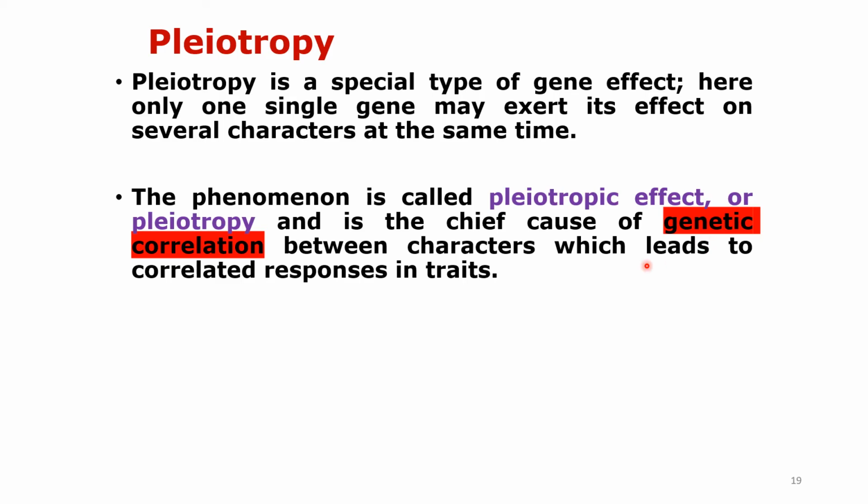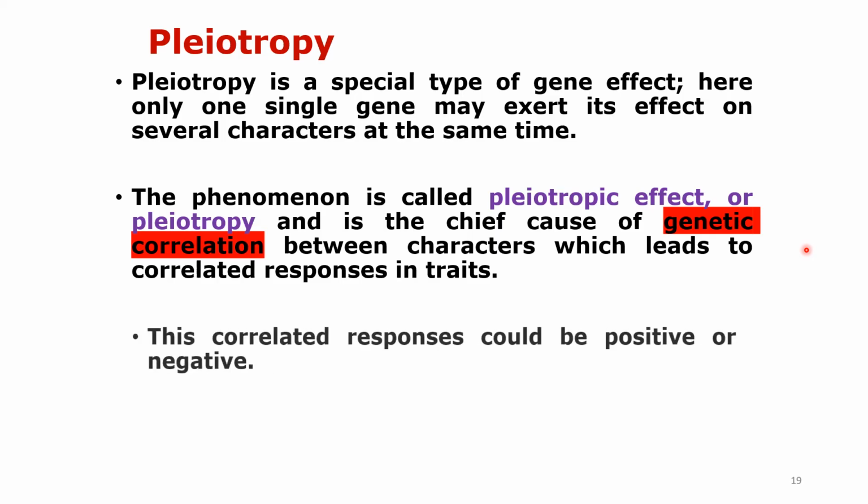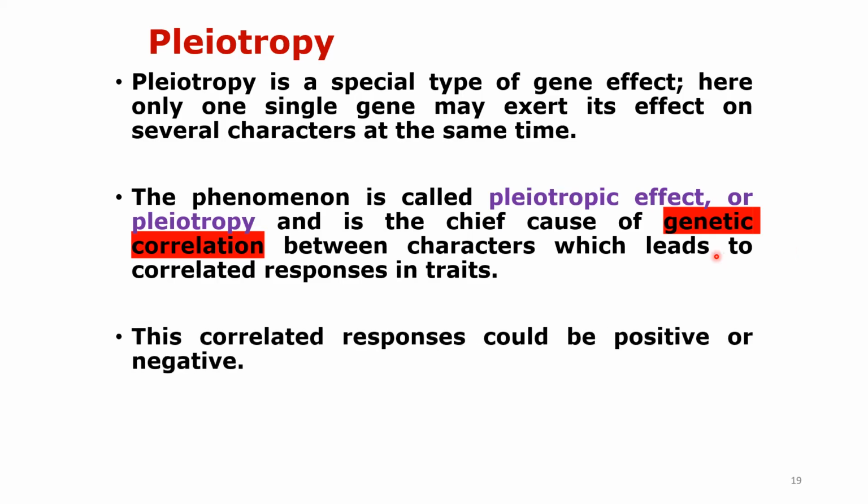And this phenomenon is known as pleiotropic effect or pleiotropy, and this is the chief cause of what is known as genetic correlation between characters. And where there is genetic correlation, it leads to what is known as correlated responses in traits. So genetic correlation is dealing with correlation between traits at the gene level. Correlated responses could be either positive or negative.